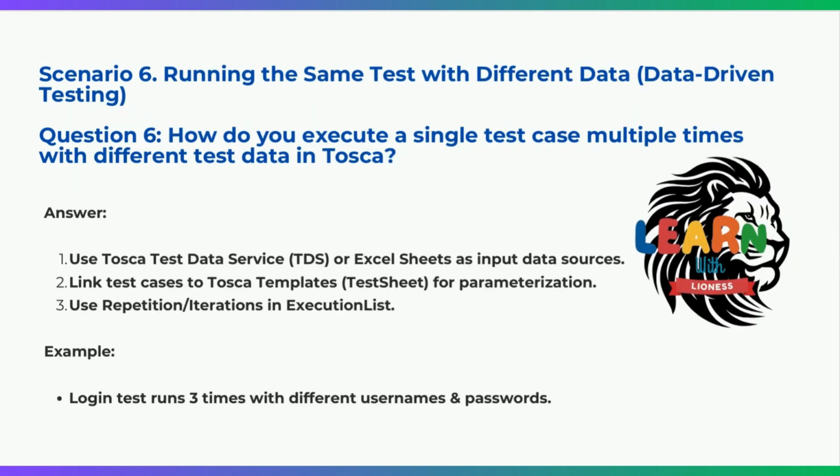Scenario 6. Running the same test with different data, data-driven testing. Question 6. How do you execute a single test case multiple times with different test data in Tosca? Answer. 1. Use Tosca Test Data Service (TDS) or Excel sheets as input data sources. 2. Link test cases to Tosca templates, TestSheets, for parameterization. 3. Use repetitions/iterations in the execution list. Example. Login test runs 3 times with different usernames and passwords.